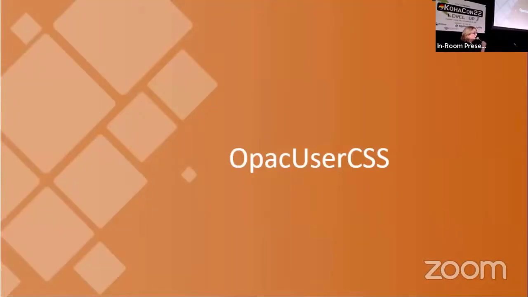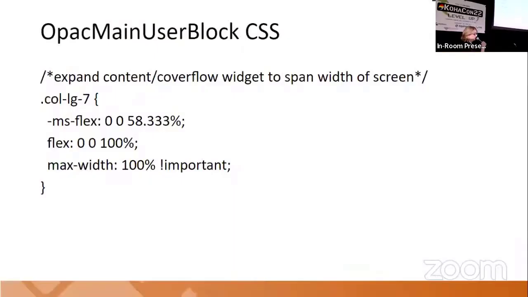So then we get to the OPAC user CSS. So you may have noticed that our main Koha page spans the entire screen, which is not the way everyone's is. Sometimes some of them are in like 3 columns, and you have the login box over there on the right. We have never had the big login box over there. So this was the CSS we're using to make it span the entire width of the screen.